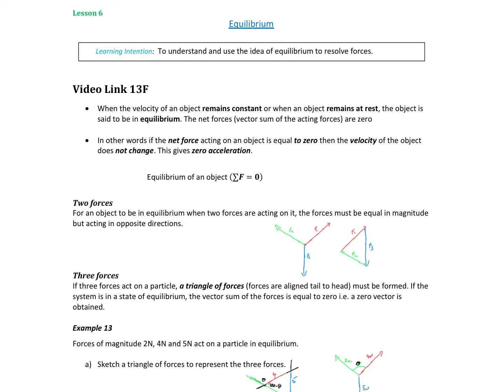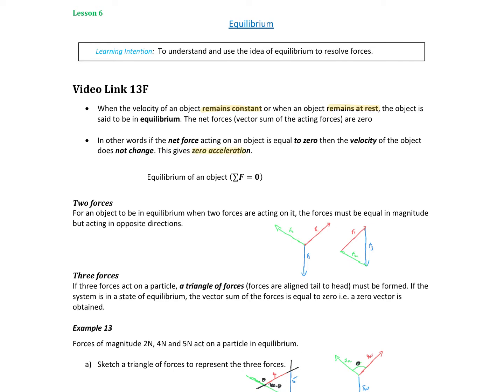Okay, so let's have a look at equilibrium. Equilibrium means our particle is at rest, if you like. Well, actually, the velocity remains constant. So if our velocity remains constant, it means that our particle might be at rest, or in fact, we have zero acceleration.